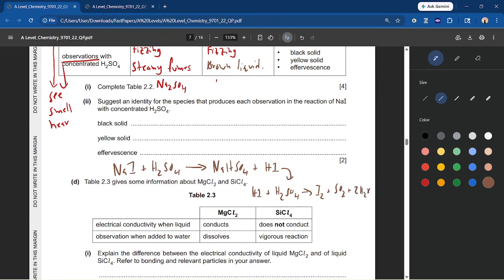Now here's the fun thing. When you have more hydrogen iodide, it's eventually going to react further, so over here 8HI plus H2SO4 is going to give you H2S plus 4H2O plus 4 iodine. And then this H2O that's being produced is going to react with, sorry, one second.